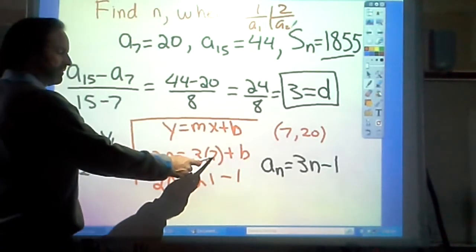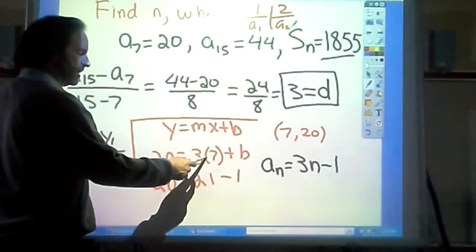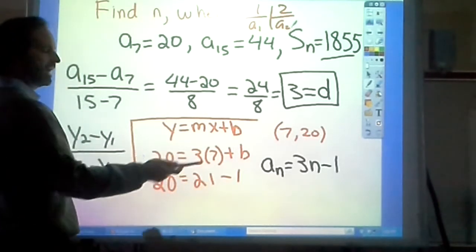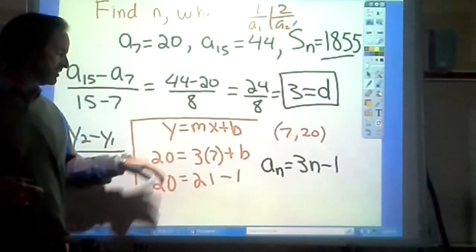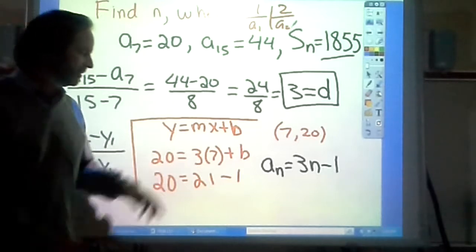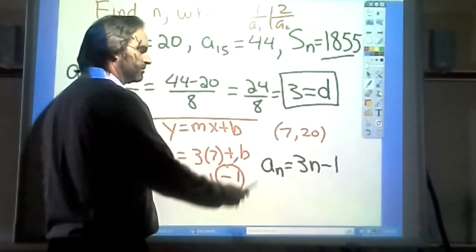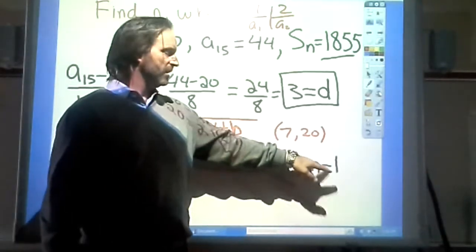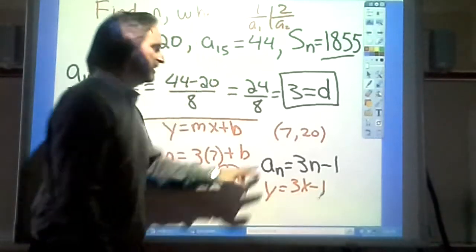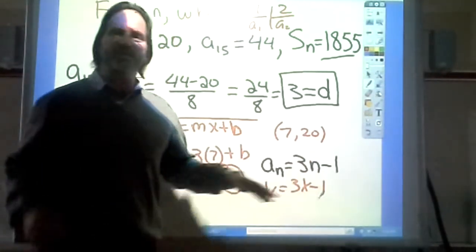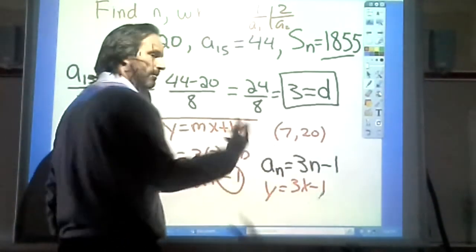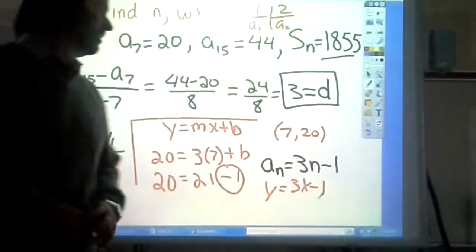Notice I plug in 7, 3 times 7 is 21. How do I get from 21 to 20? Minus 1. I subtract 21 from both sides and I get b equals negative 1, but this is pretty easy math here. 21 minus 1 is 20, so there's my b. So here's my formula: y equals 3x minus 1, or a sub n equals 3n minus 1. There's my explicit formula. First plug in 1, get my first term. Plug in 2, get my second. Prior terms are not required. All right, so remember that.